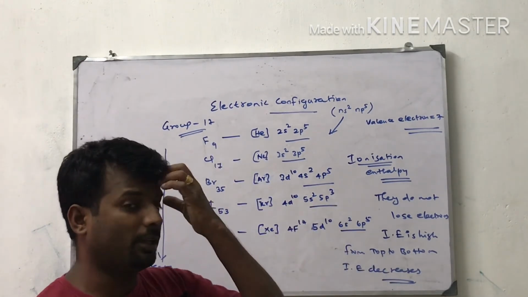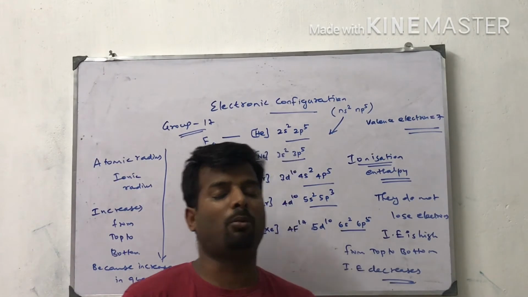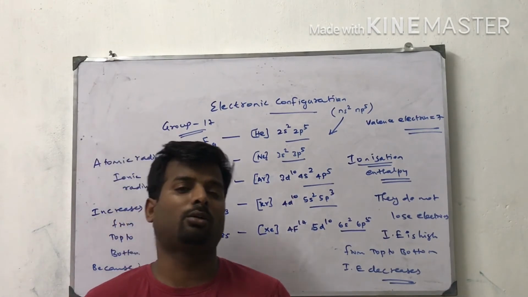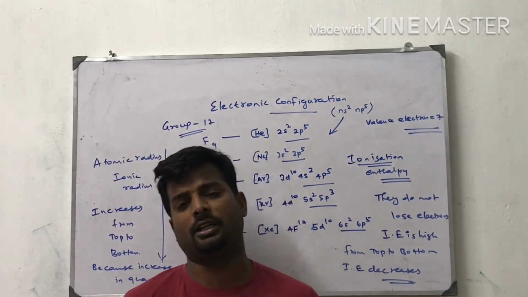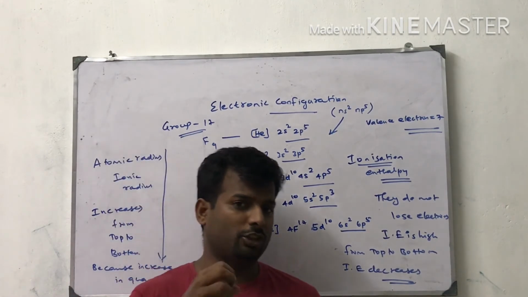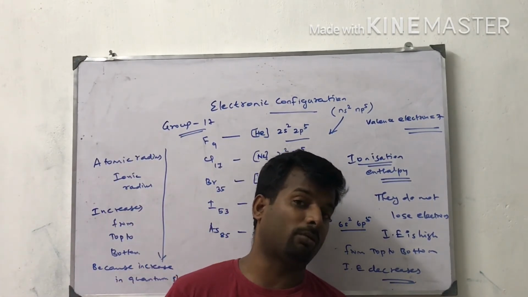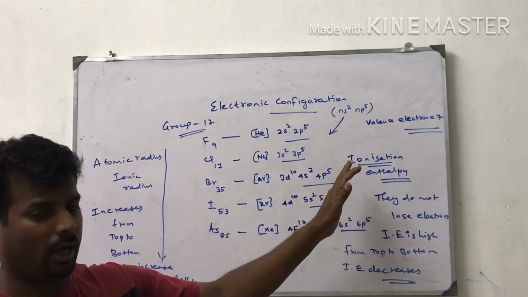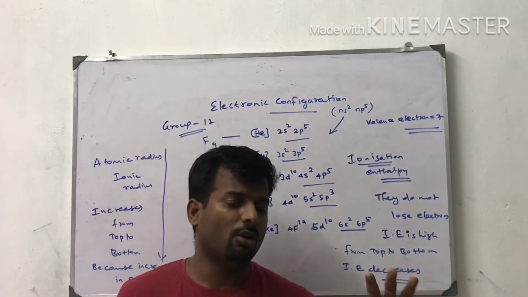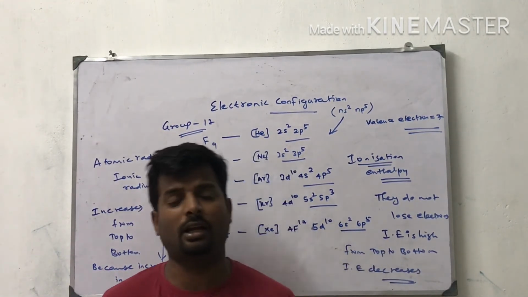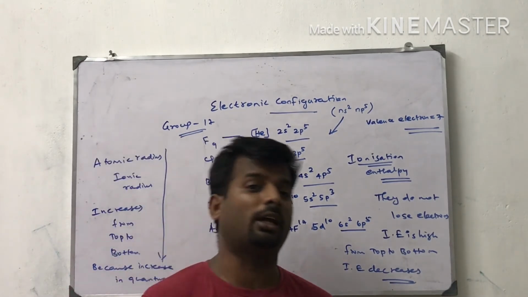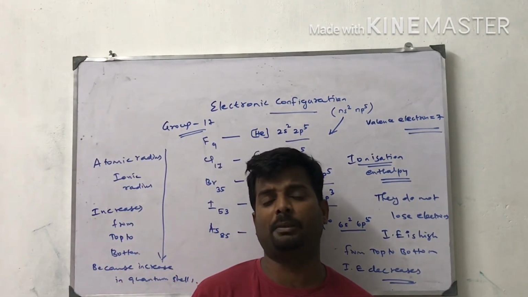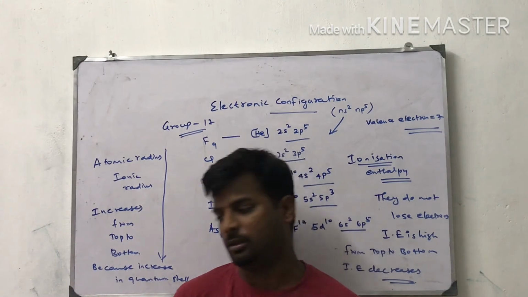So when the size is small, the effective nuclear charge is high and more energy is needed to remove one electron from the non-metal to make it an ion. What is meant by ionization energy? It is the energy required to remove the most loosely bound electron from a gaseous atom to form an ion. That is called ionization enthalpy. Halogens are highly electronegative, so they are not ready to give up electrons. Therefore, ionization enthalpy is very high. But on moving down the group, ionization enthalpy decreases because the size of the atom increases.